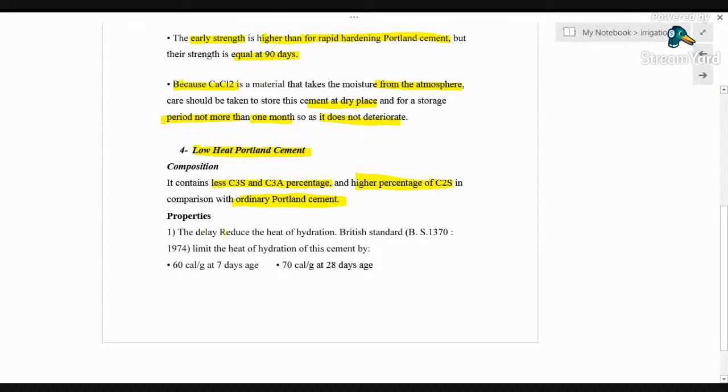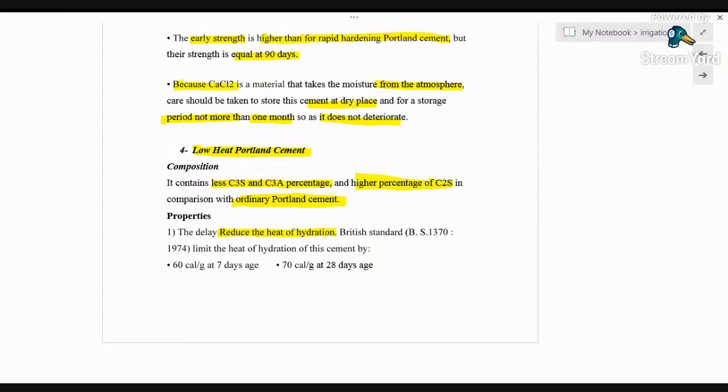What are the properties of low heat Portland cement? The heat of hydration is reduced. Generally, in mass construction, we use this low heat Portland cement, because we want the gain of strength to happen gradually, and the strength at a later stage. So the heat of hydration is very less.